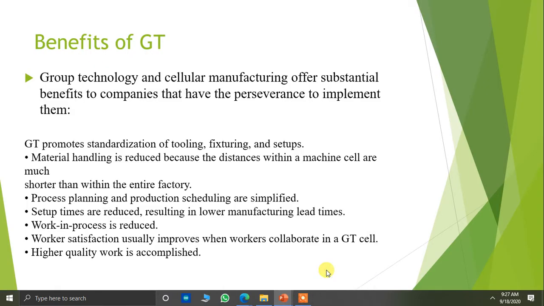So the next one is worker satisfaction usually improves when workers collaborate in a GT cell. What do you mean by this? Okay, let us assume that the cell is not automated. So you have a series of operations that has to be done using 3 to 4 machines. Since 4 people are working together in one cell, because there are 4 machines, so 4 operators will be doing the job.